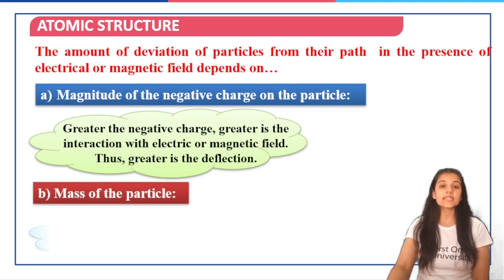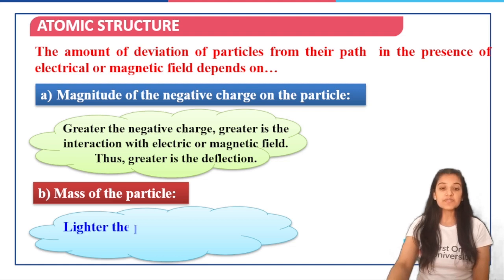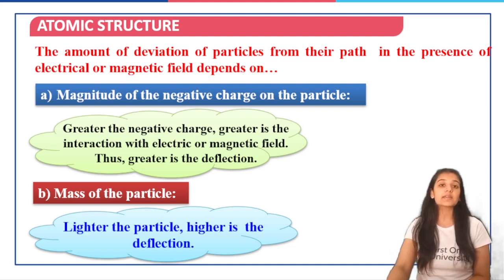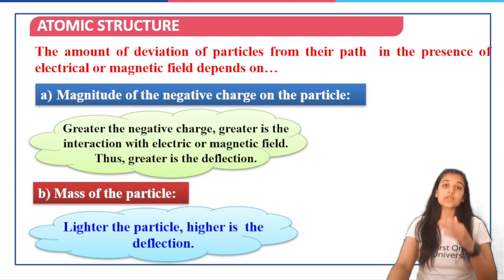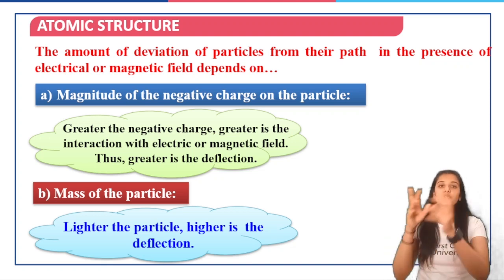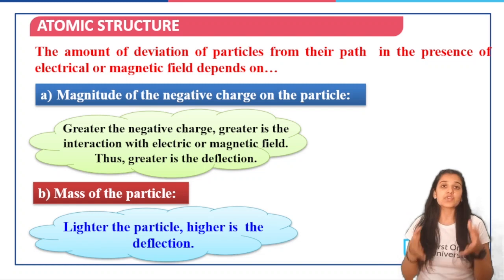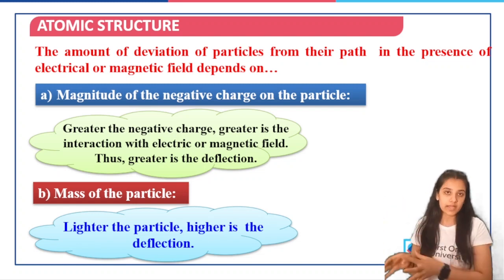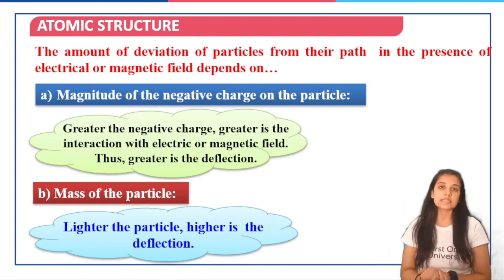The second was the mass of the particle. Lighter the particle, higher was the deflection, because when something is lighter, you are able to push it anywhere, put it anywhere, but something which is heavier is not easy to lift and keep somewhere else. So please remember through this mnemonic.